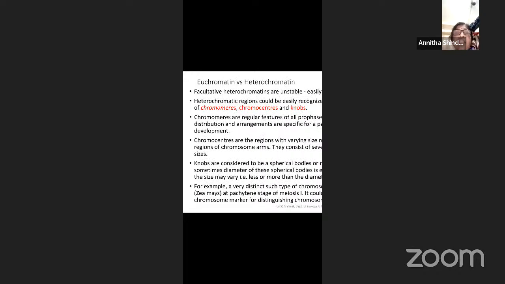Next, what are knobs? Chromocenters are the regions with varying size, whereas knobs are considered to be spherical bodies, or regions spherical in shape. So these are the structures which you can identify in the heterochromatin region.